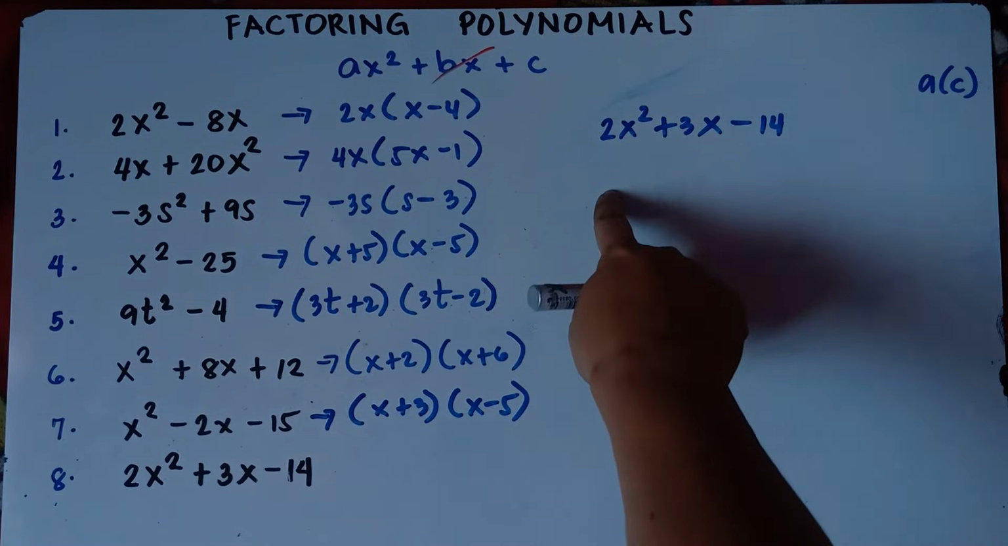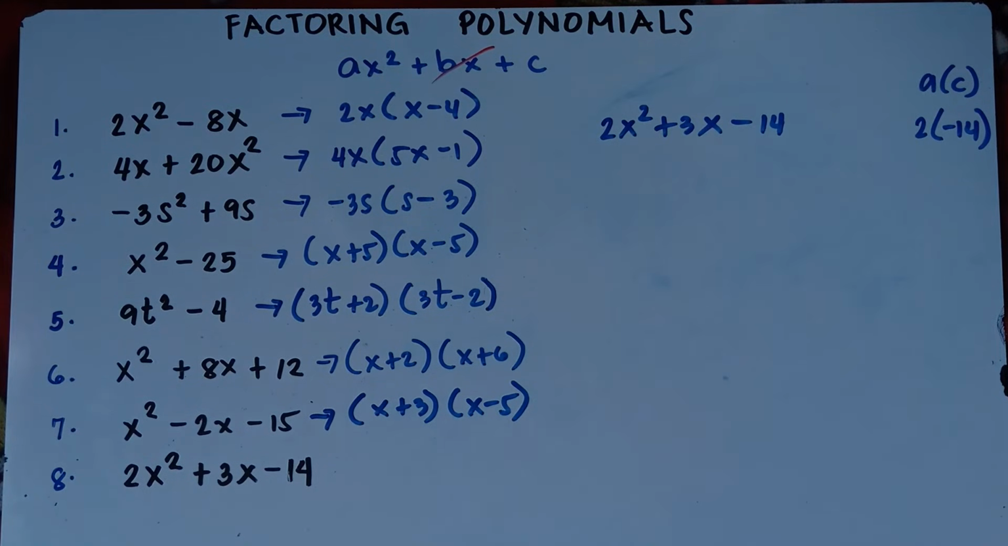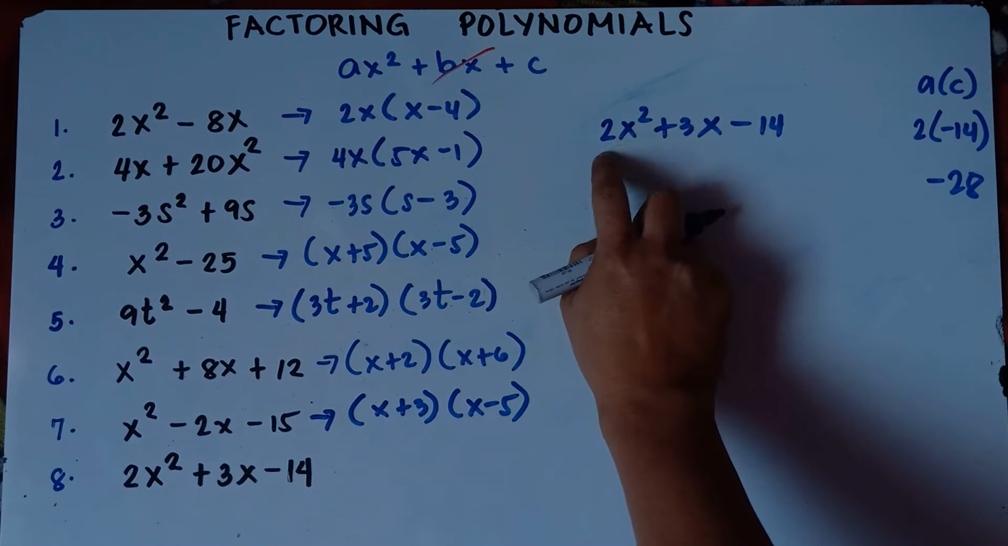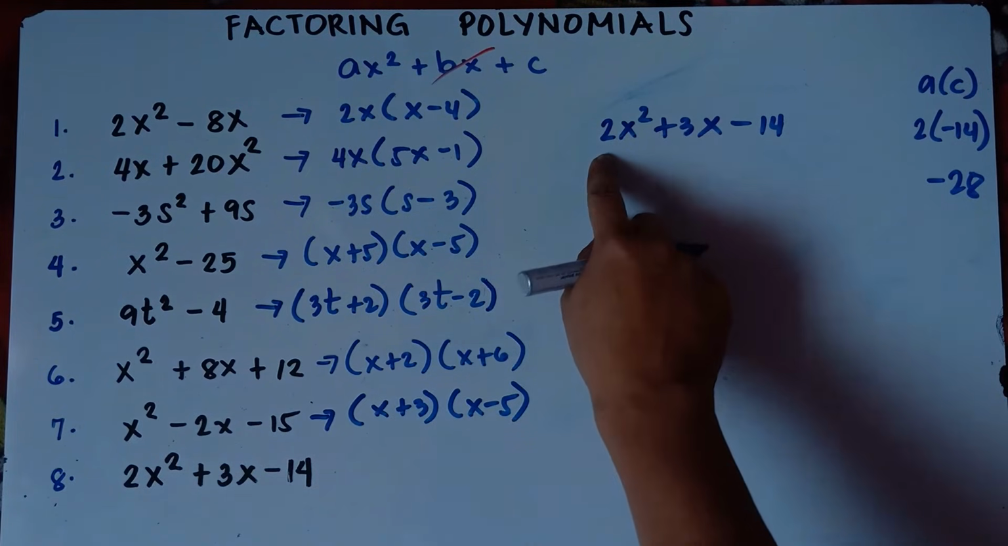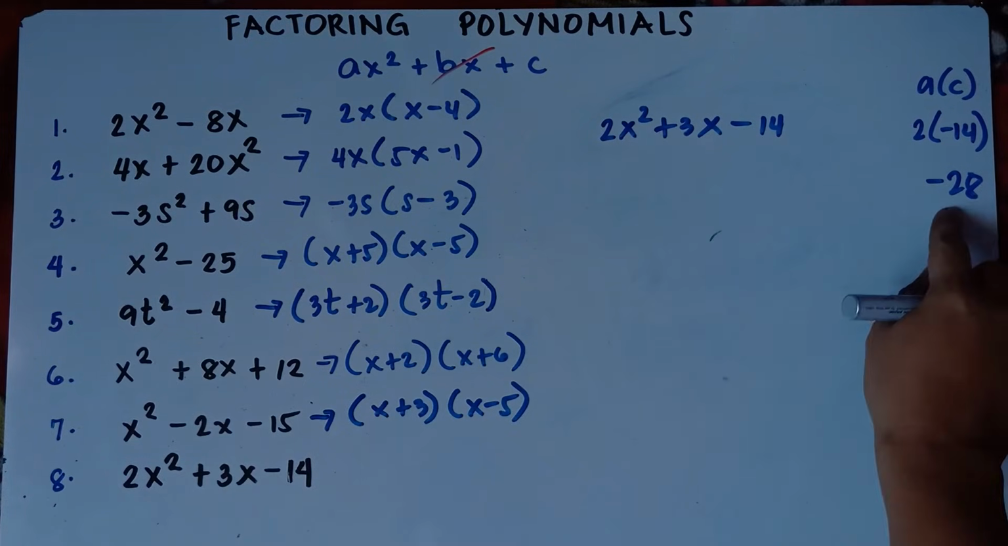Alright, so a is 2. So that would be 2 times c, which is negative 14. 2 times negative 14 will be negative 28. So once again, if a is not equal to 1, the thing that you will do is multiply this number by c. So 2 times negative 14, that's negative 28.